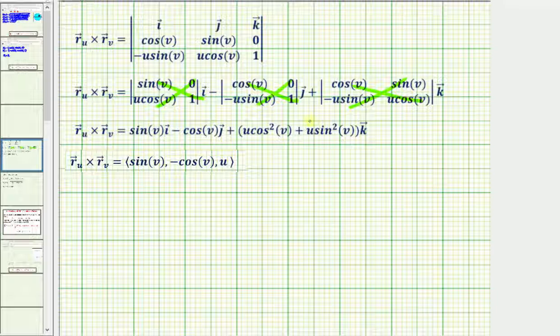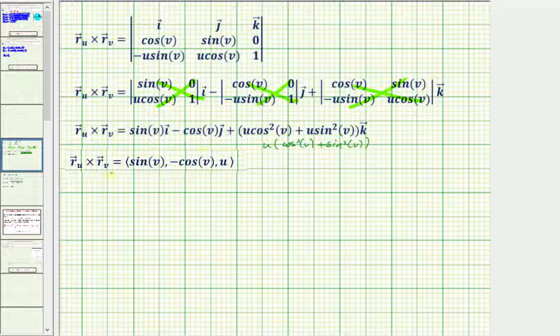But again, notice how if we factor out the u here, we have u times the quantity cosine squared v plus sine squared v, which simplifies to just u times 1, which is just u. So in component form, the cross product is angle bracket sine v, comma negative cosine v, comma u, angle bracket.